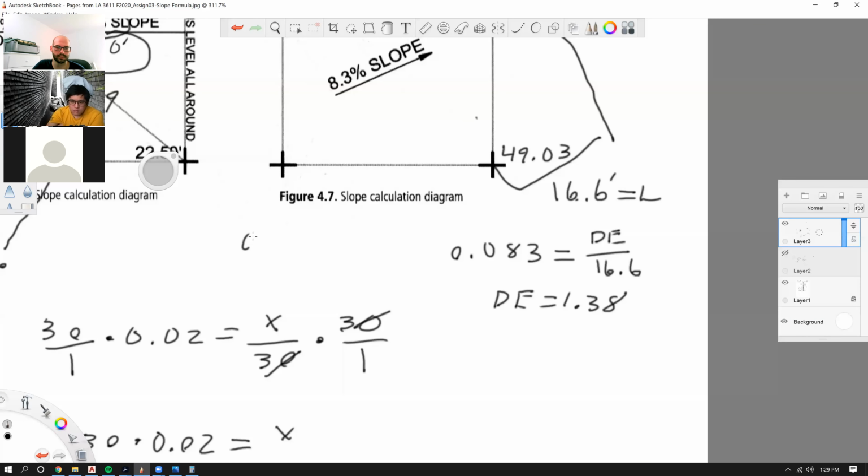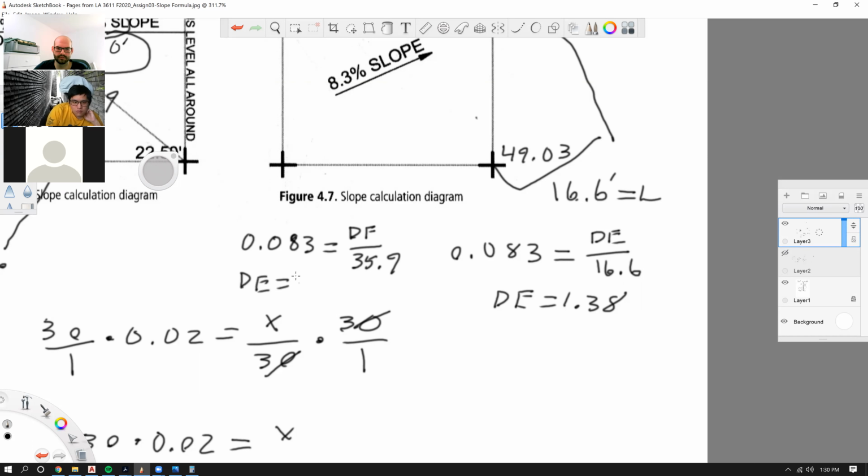We got our 0.083 equals T. Oh my God, what is going on here? Over 35.9. 0.083 times 35.9. 2.98. We'll round that up to.